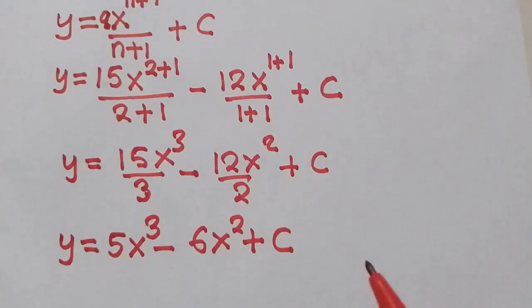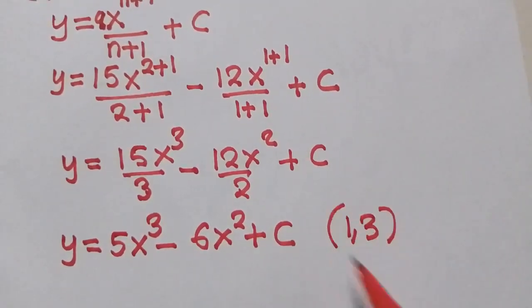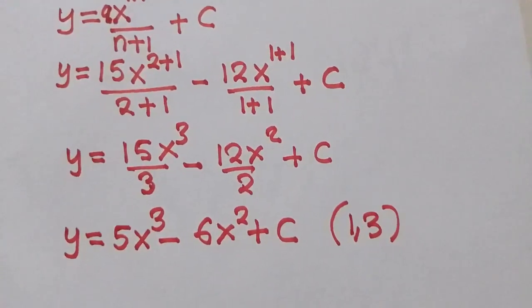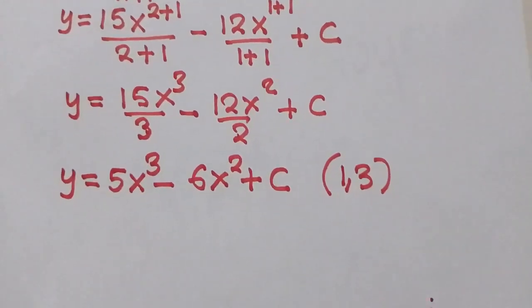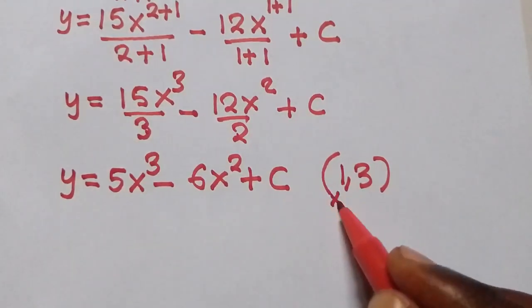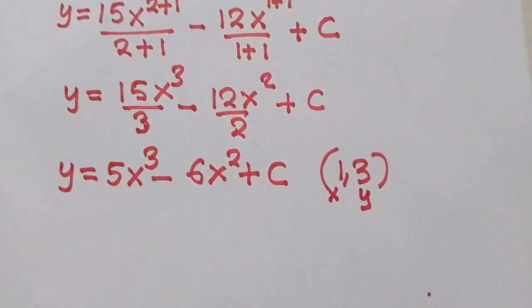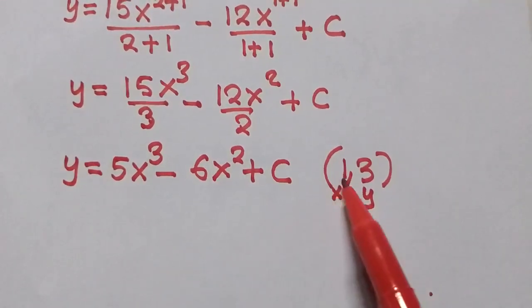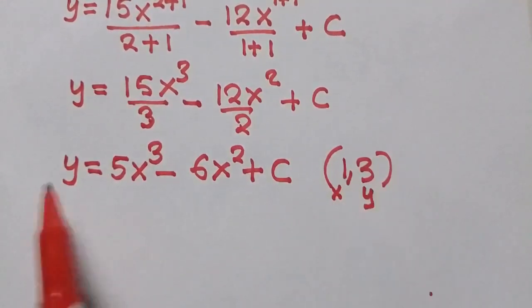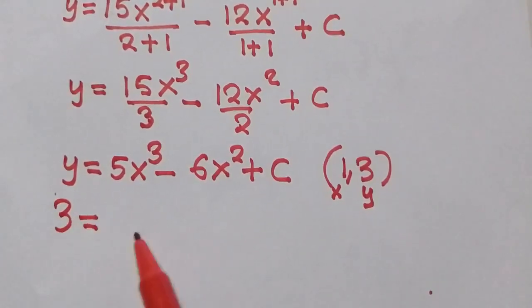We were given a coordinate, (1, 3). So now you know that this is the value of x and this is the value of y. What are we supposed to do here? You replace. So x is 1, y is 3. You put a 3 there.